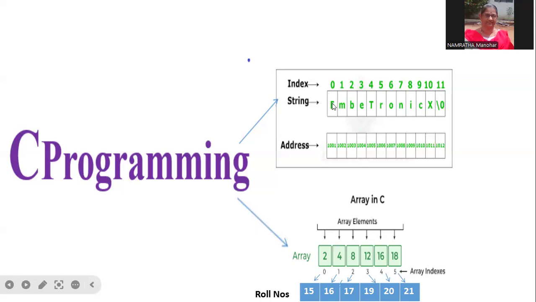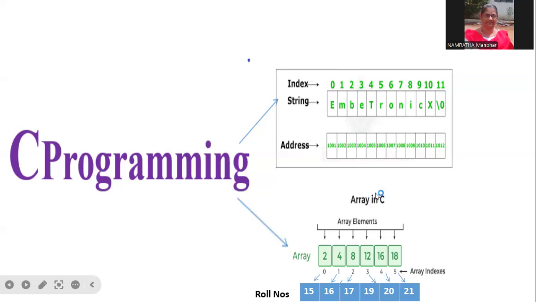So they are identified with the index value. Each character is identified with an index value. The index starts from 0, 1, 2, 3, 4, 5, 6, 7, 8, 9, 10, and 11. So the index will always be one more than the number of characters, because the last character is the null character, which is automatically appended by the compiler. Now, if E is stored in the address 1001, then M will be stored in 1002. So this is the address of the sequence of characters.